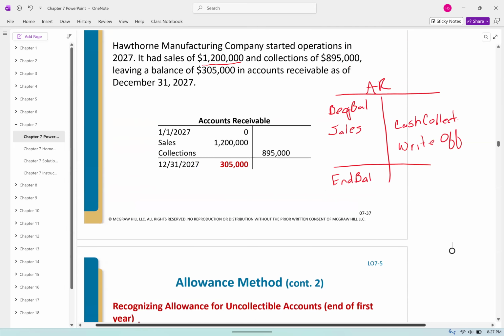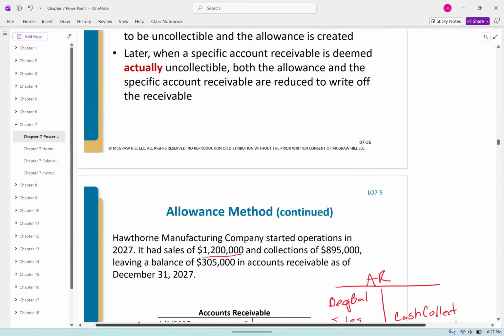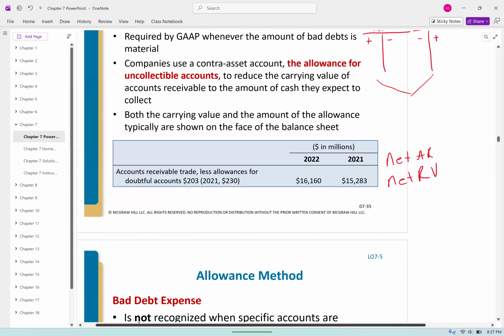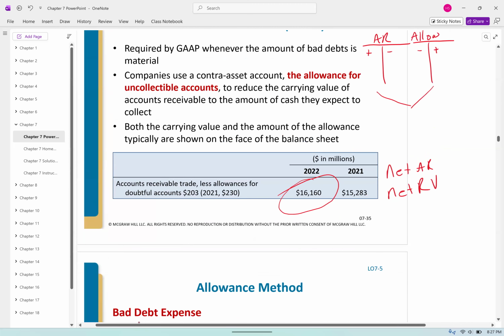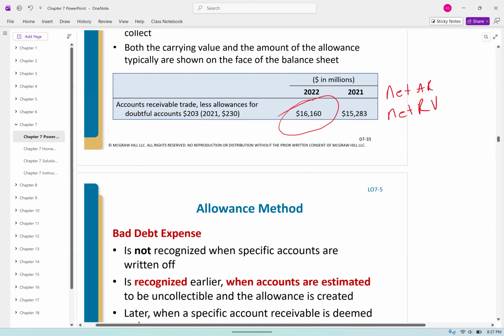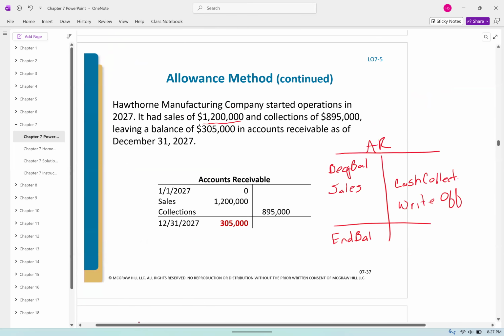A write-off does not affect that total in the net realizable value because you make the accounts receivable go down and you make the allowance account go down by the exact same amount. So that's a trick question they'll ask you. After this entry, did the net realizable or net accounts receivable change? It does not because you lowered both of them by the exact same amount. Okay.